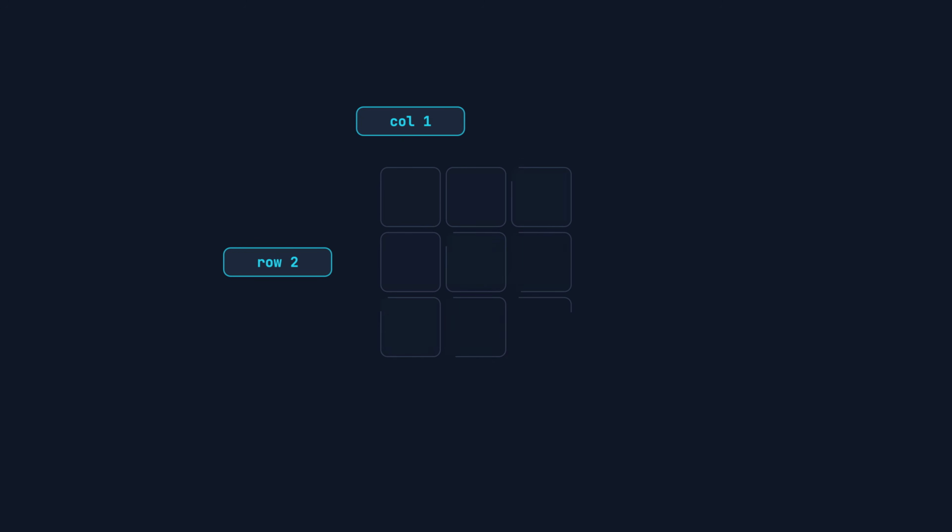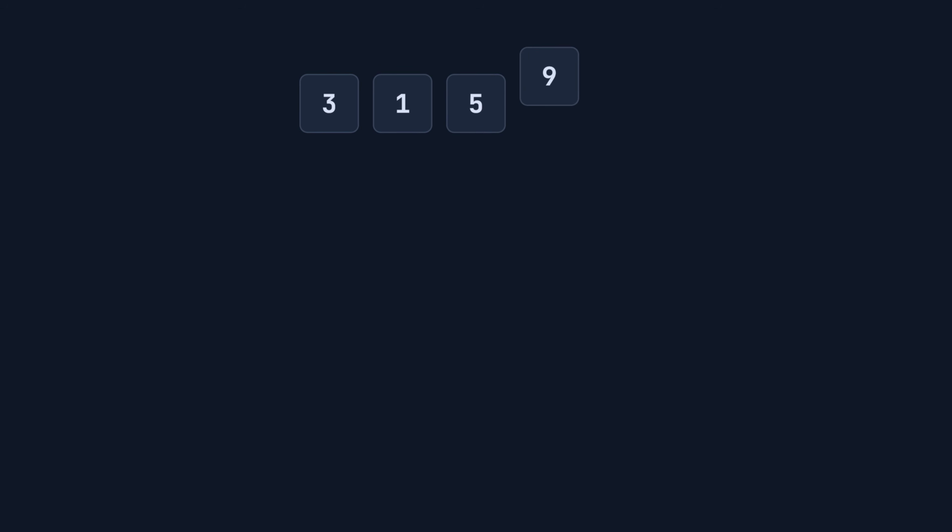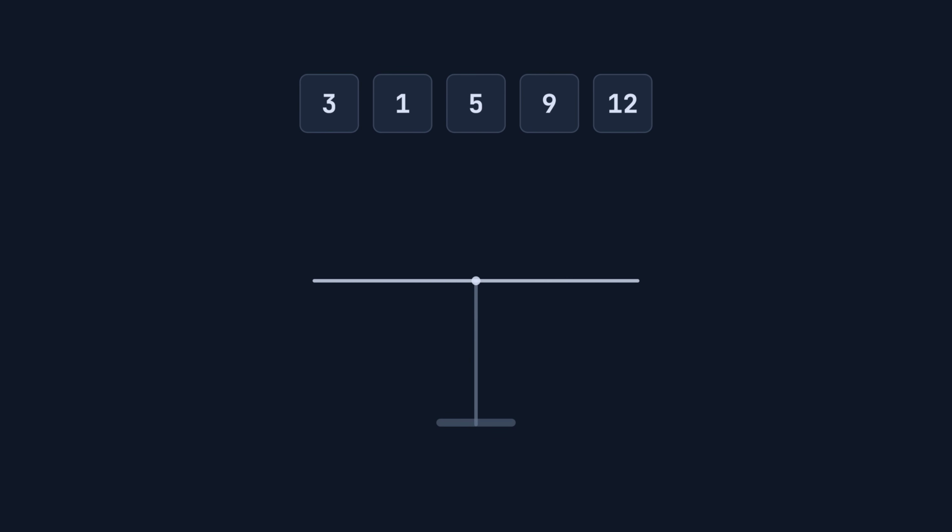Both of those coordinates pointed at places, which are cells you could draw. This next puzzle adds something new, a state coordinate that doesn't have to be a place at all. Let's say I hand you a list of numbers, 3, 1, 5, 9, 12, and I ask, can you split these into two piles with exactly the same sum?